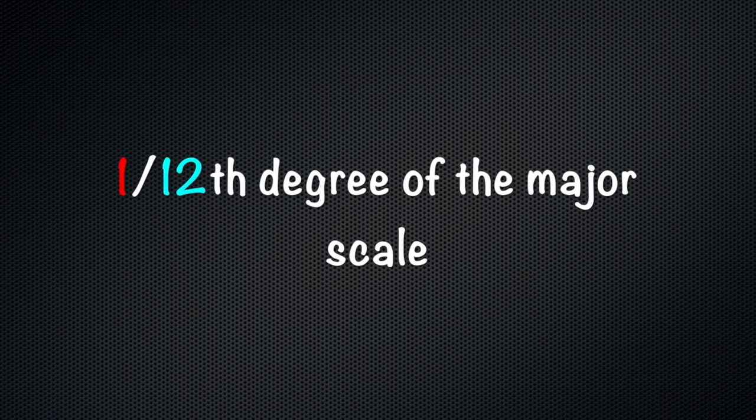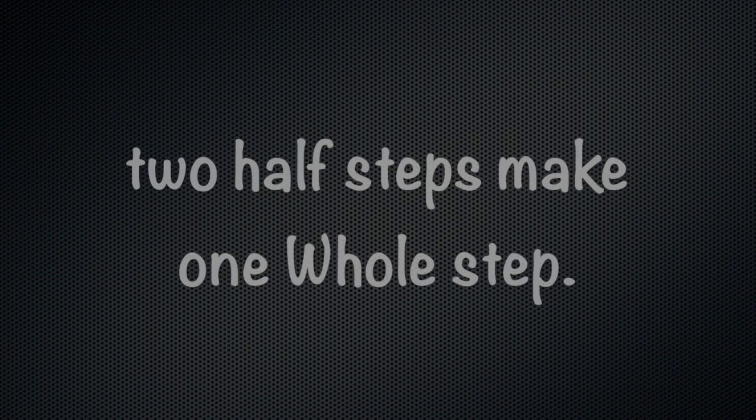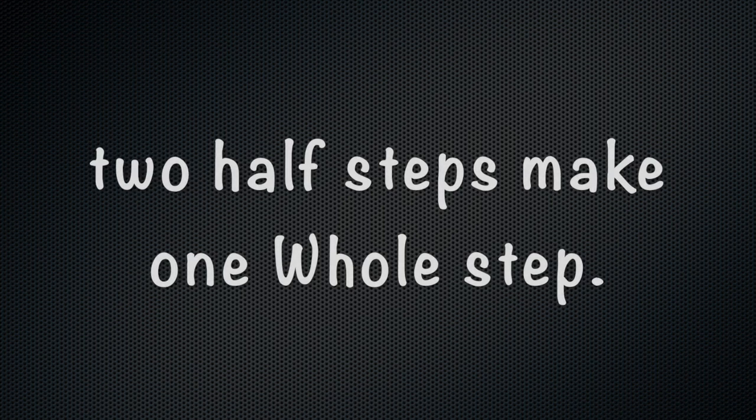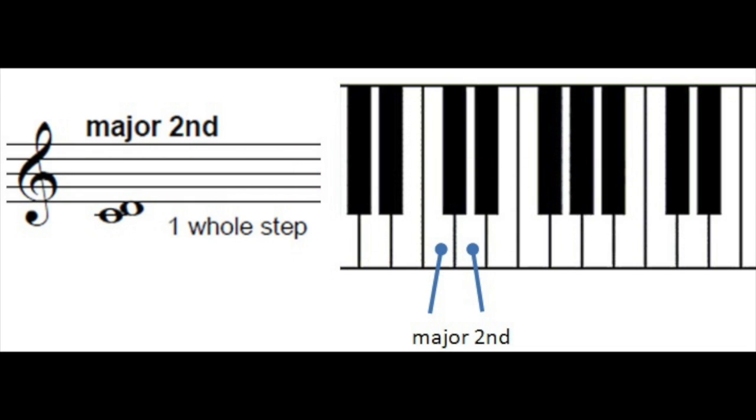The half step is the 1/12th degree of the major scale. And 2 half steps make 1 whole step. For example, if we look at the interval of second, C to D is a whole step, which is made up of 2 half steps. So in this case, C would be 1 and D would be what? 2. That interval between C and D, which is a whole step, is called a second.